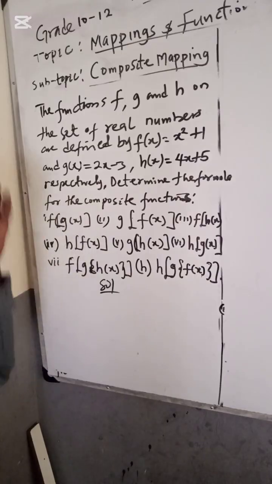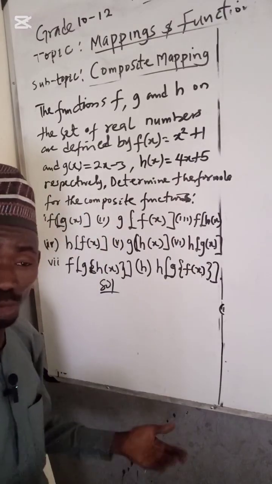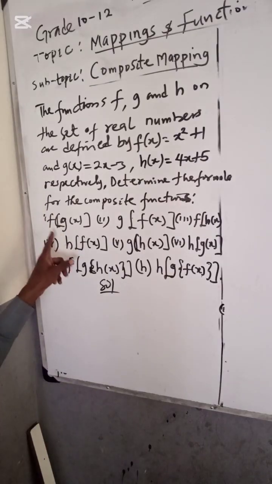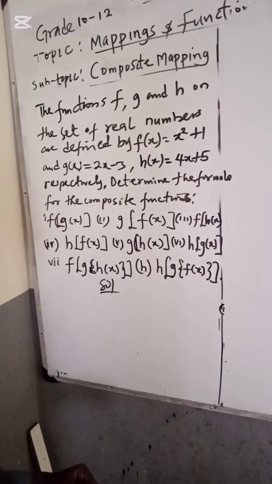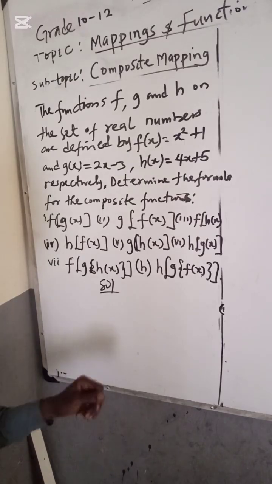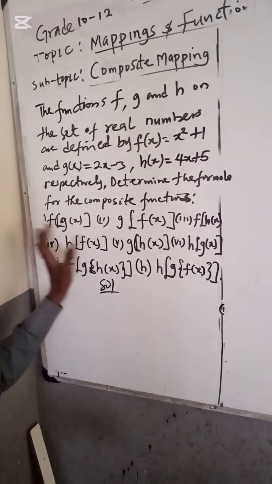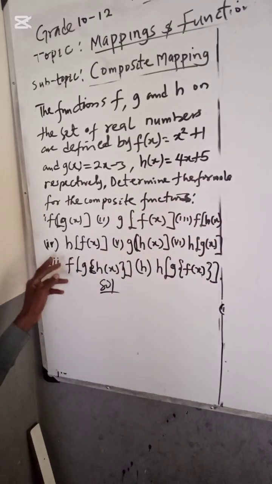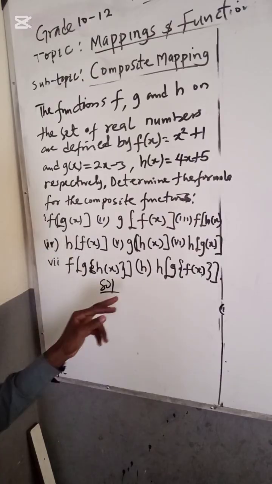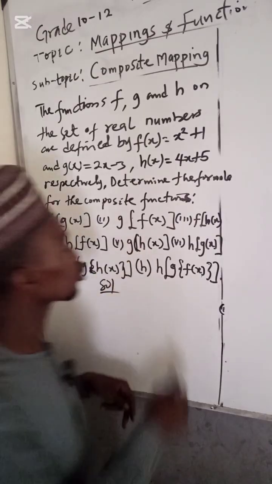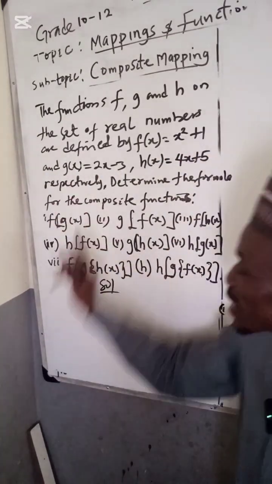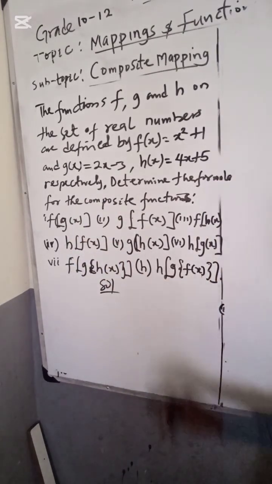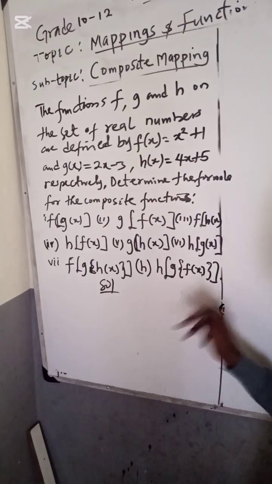You can see, not two composite mappings, composite functions, the two work pari passu. Now, the first one is what? Find f of g of x. So that means we are going to do the first one, the second one g of f of x, third one f of h of x, fourth one h of f of x, fifth one g of h of x, sixth one h of g of x, then seventh one f of g of h of x, then the eighth one h of g of f of x.